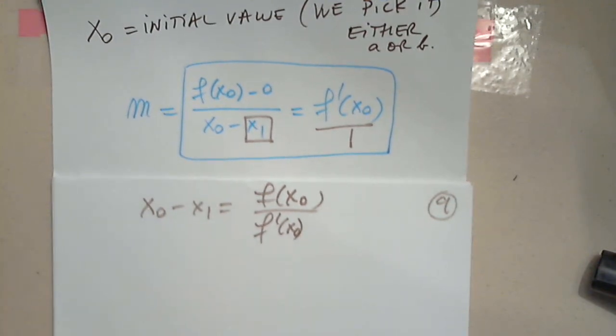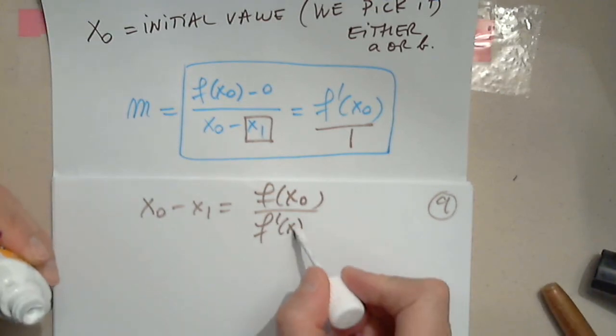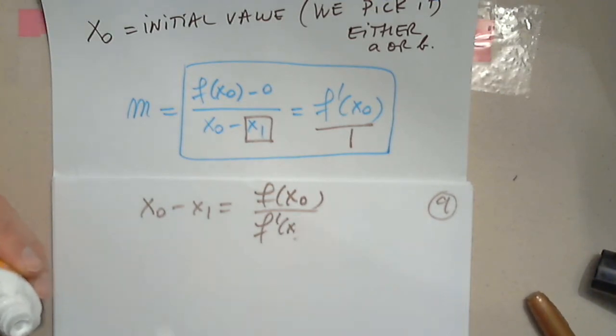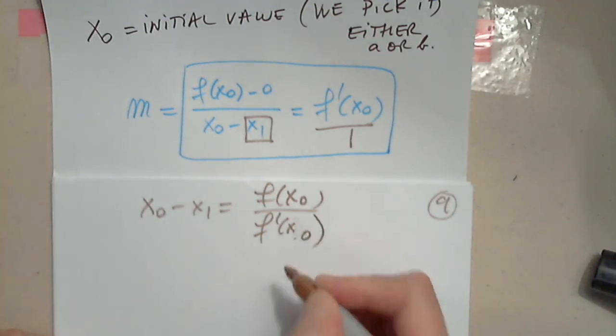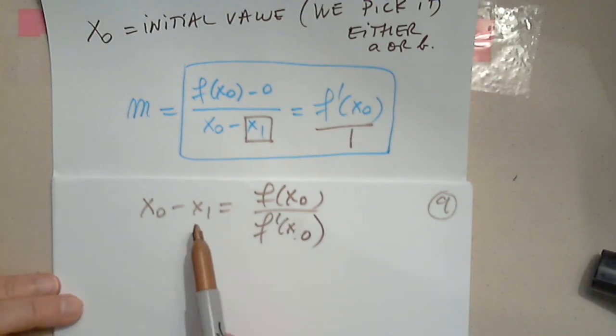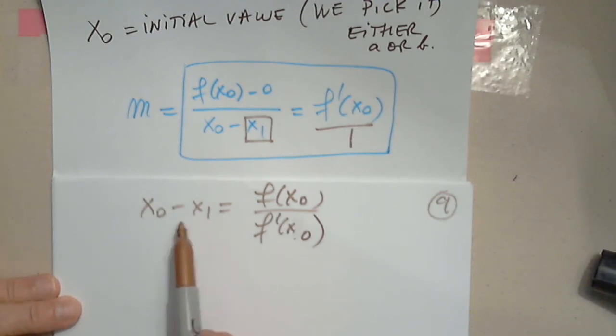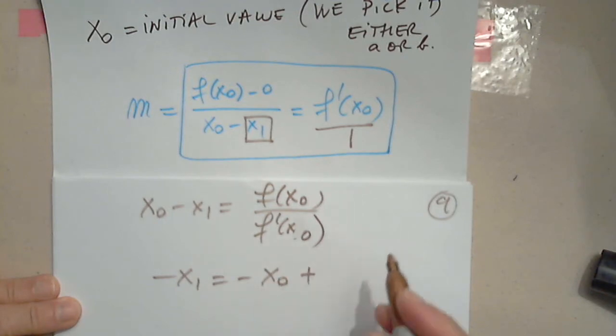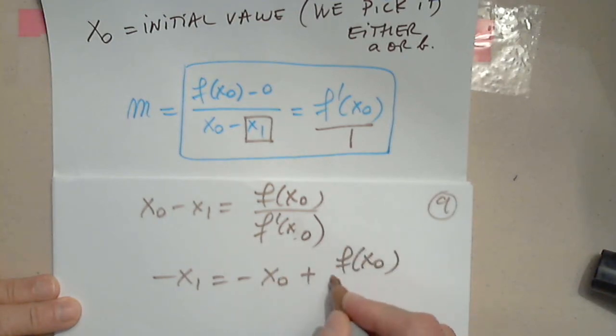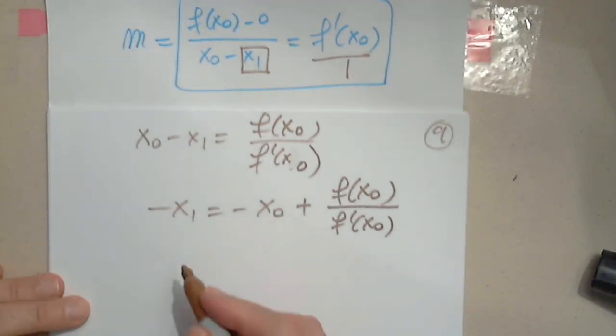Let me erase that to make sure that it's clear. It's not clear now. Sorry. So in order to solve for x1, I will move x0 and multiply by -1.